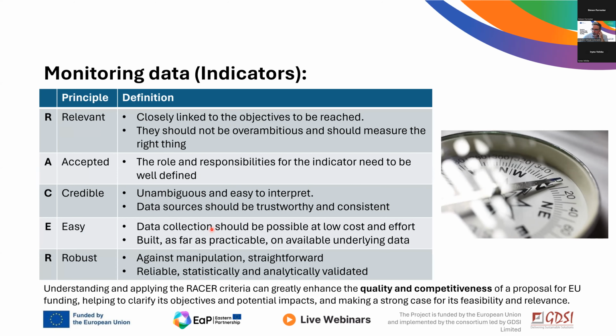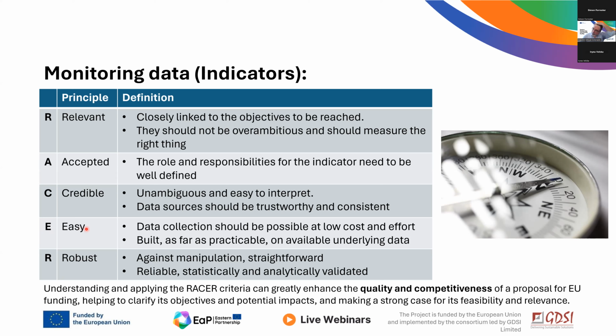But the Commission also uses this RACER acronym, meaning that the indicators need to be relevant, closely linked to the objectives to be reached. They should not be over-ambitious, accepted. Everyone needs to know about them. The roles and responsibilities for the indicator need to be well-defined. Credible, unambiguous, and easy to interpret. Data sources should be trustworthy and consistent. And here's a key element.